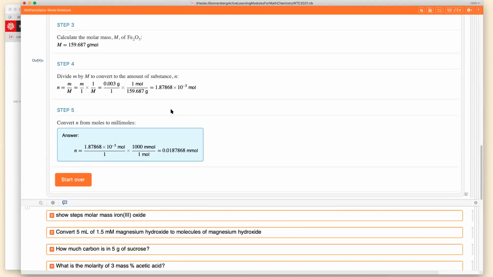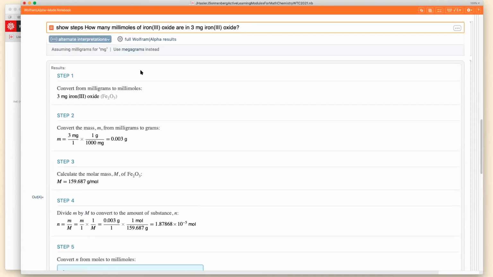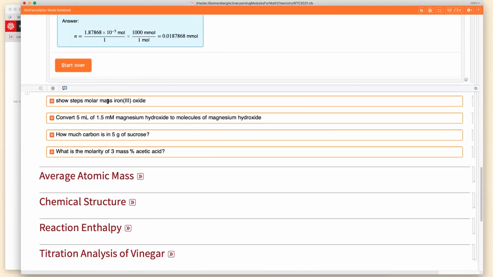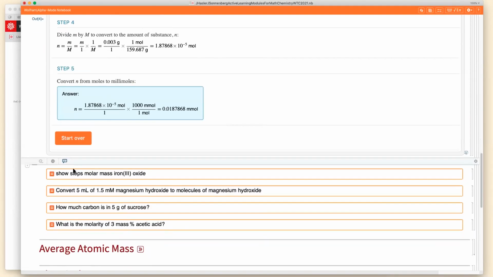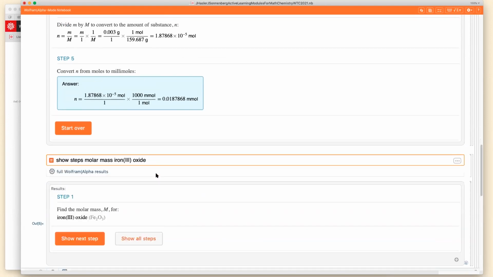Now, along the way, you notice in step 3, we had to use the molar mass of iron 3 oxide. And so the student may not remember how to get this value of 159.687 grams per mole. Well, you can just do show steps for the molar mass of that molecule, and it'll go to the knowledge base, grab the molar mass, but then also build an answer key for how to solve this problem.